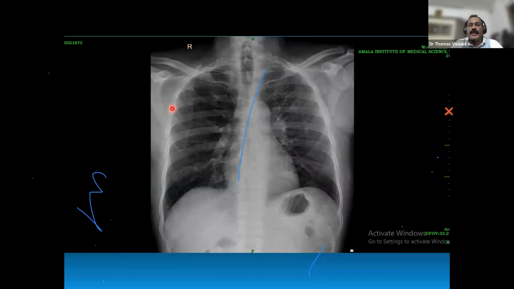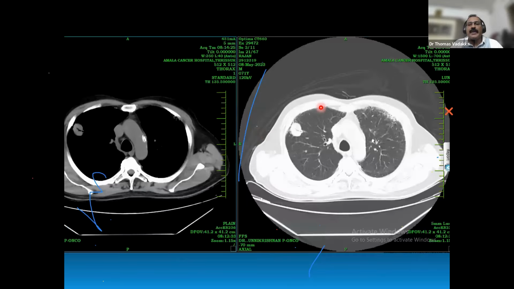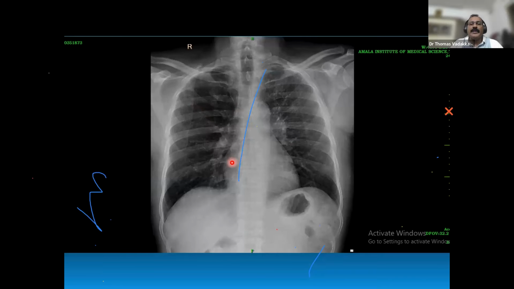Why abnormal? You compare the upper zone with the upper zone. You can see something over here, which is not there over here. So when you ask for a CT scan, you can find a nodule in the lung. So this is a case of lung cancer. But when you casually see this X-ray, you may think it is normal. But when you systematically examine this X-ray, you can find a nodule in the right upper zone.